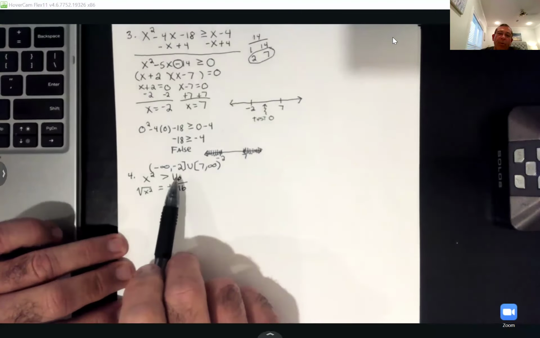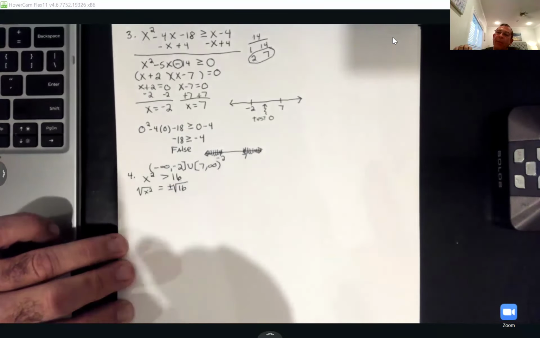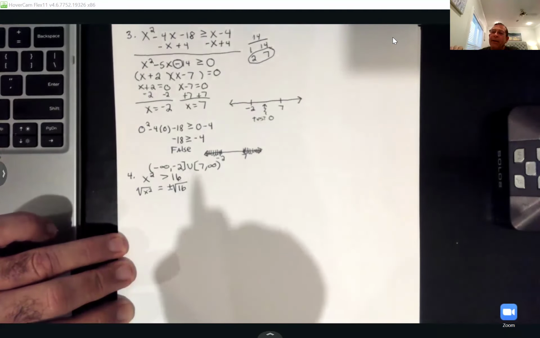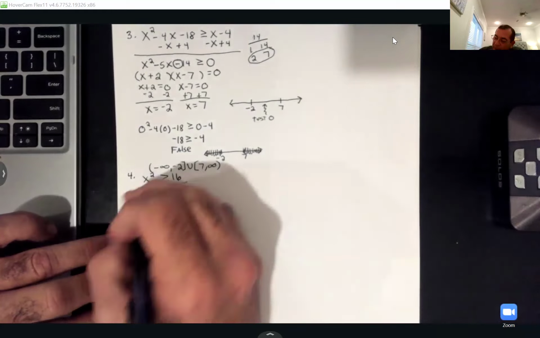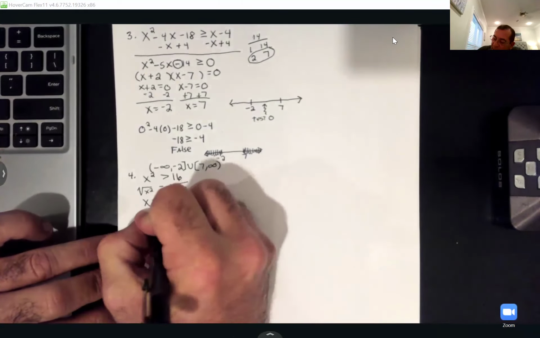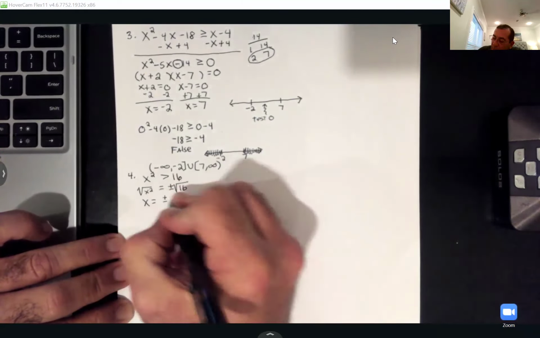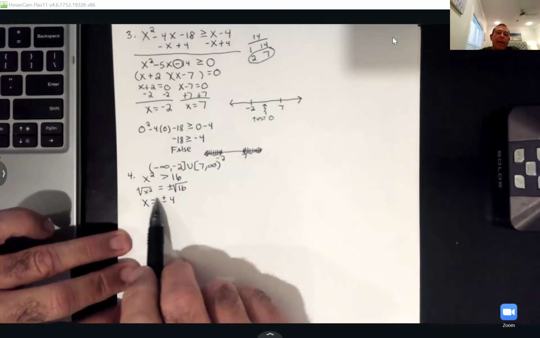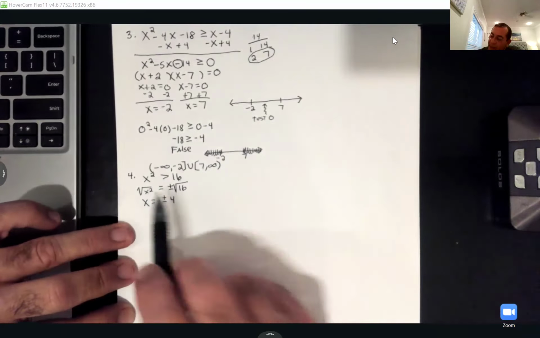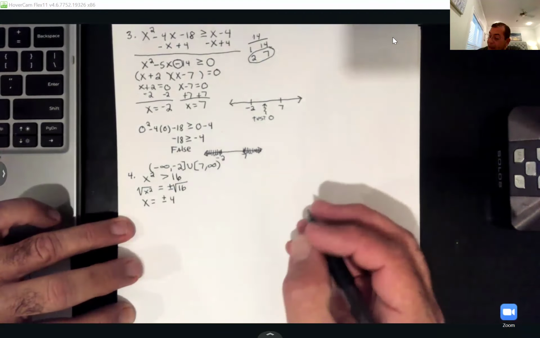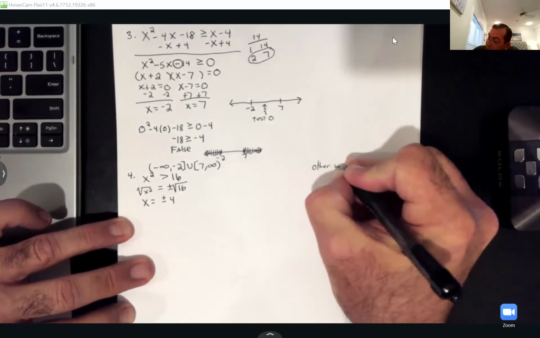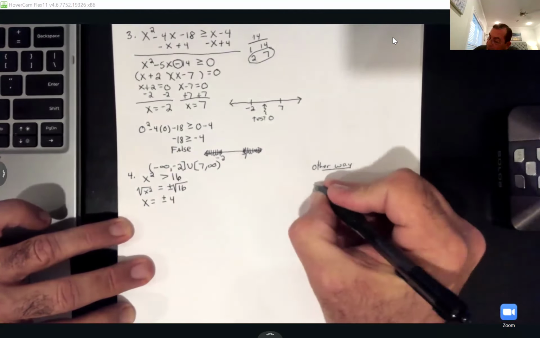You just got to remember, when you take the square root of a number, it could be that positive number times itself, or it could be a negative times itself. So that, y'all, I get x equals plus or minus 4. Now, that's the easiest way to solve this. If you like factoring, I'll write that over here as the other way.